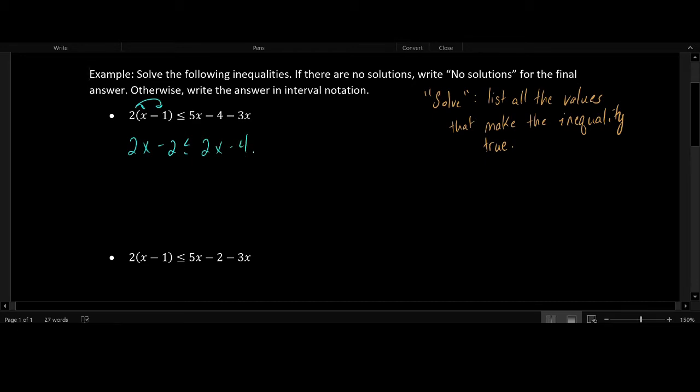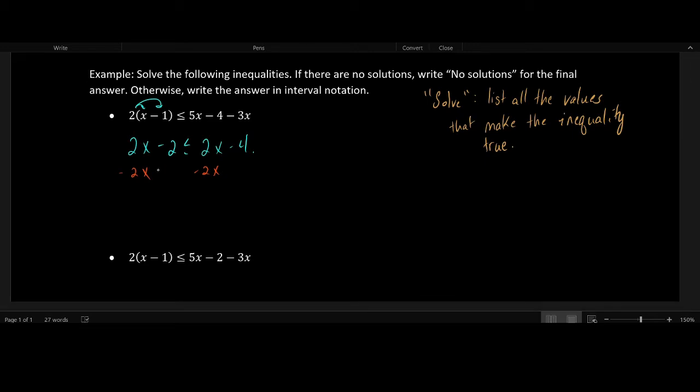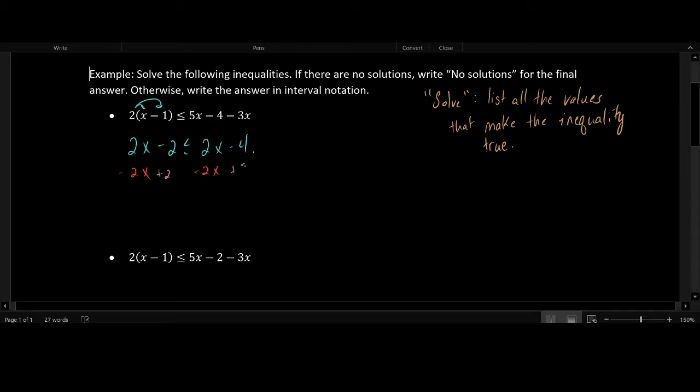Now the next thing that we would typically do to solve this is to try and gather all the like terms together, to put all the x's on one side and all of the numbers on the other side. So suppose I was going to move the x's to the left. So subtract 2x from both sides. And moving the numbers over to the right, I could, for example, add 2 to both sides. But let's see what happens when we finish cleaning that up.